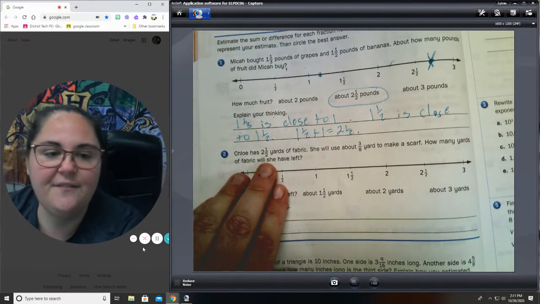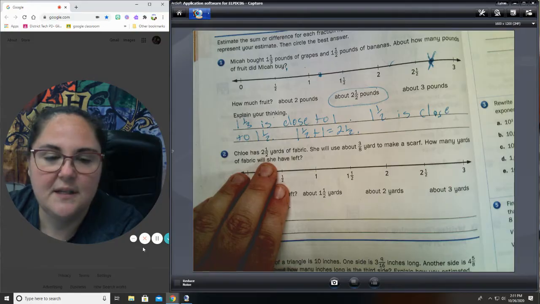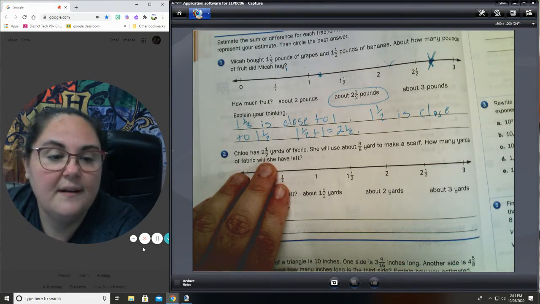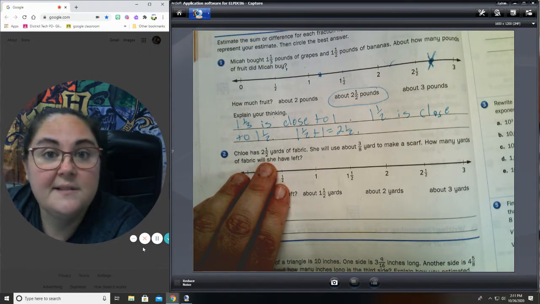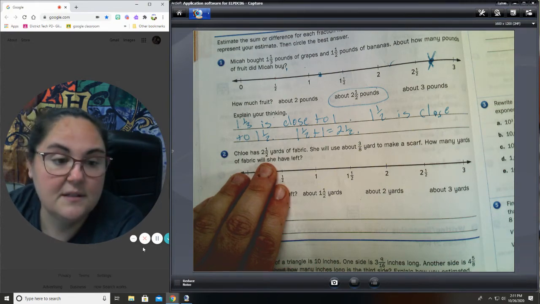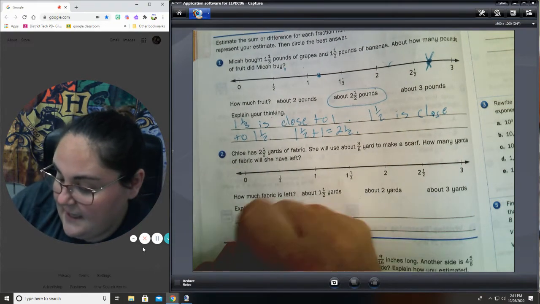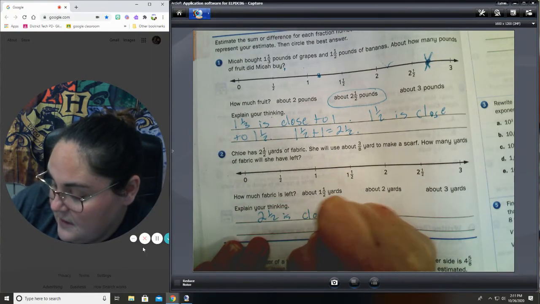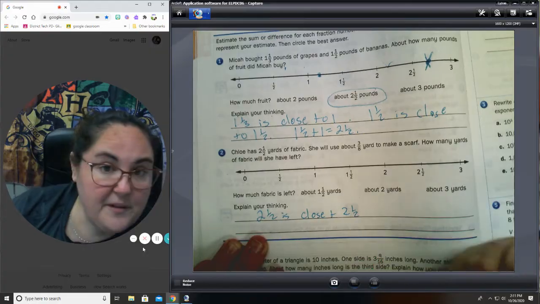Chloe has 2.5 yards of fabric. She will use about 3/8 to make a scarf. About how many yards of fabric will she have left? So will she have left means I'm going to subtract. So I'm going to start with my reasoning. 2 1/2 is close to 2 1/2. I'm going to keep it 2.5.